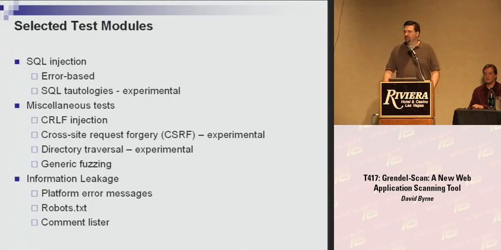The comment lister just lists out the HTML and JavaScript comments that are identified. Every once in a while, you find something useful in them. For example, once I found some database credentials that had been put in there during the development phase, but never removed when it went to prod.